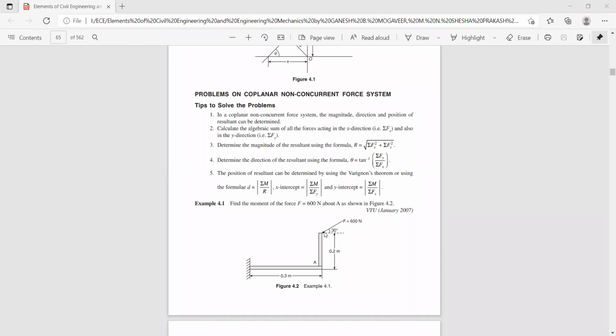Now the force is acting in this direction. If I resolve this force, here we will be using the resolution concept. Its x component is 600 cos 30, acting in this direction, and its y component is 600 sin 30. It is also acting in the downward direction, because when you extend the line of action, the force is acting in the third quadrant, where Fx is negative and Fy is also negative.